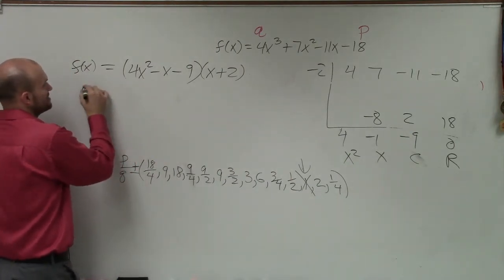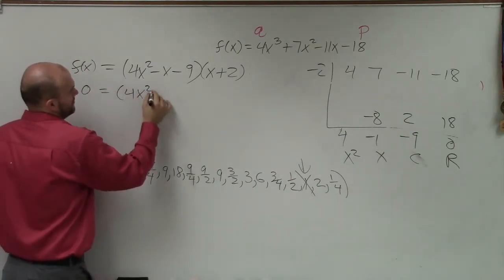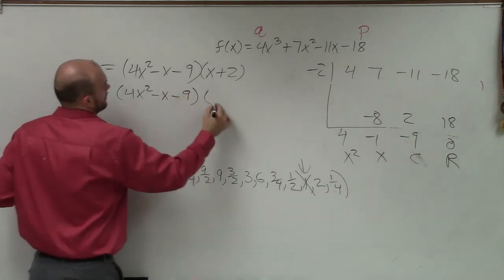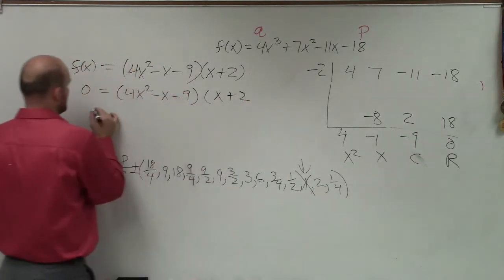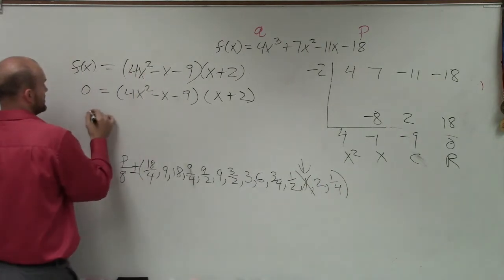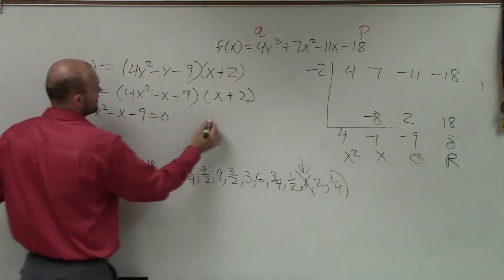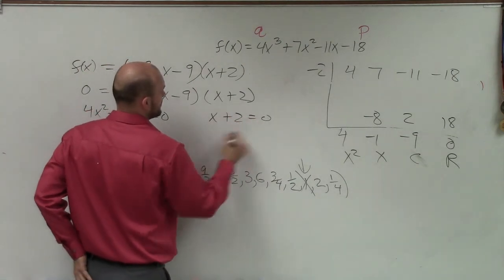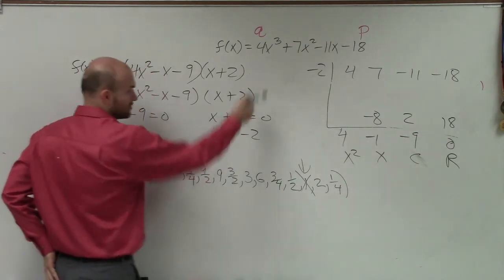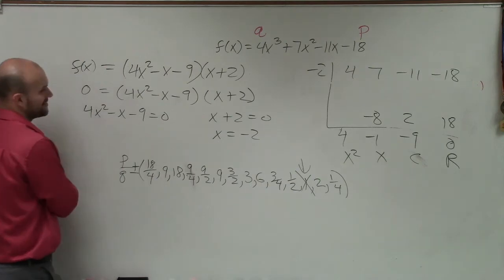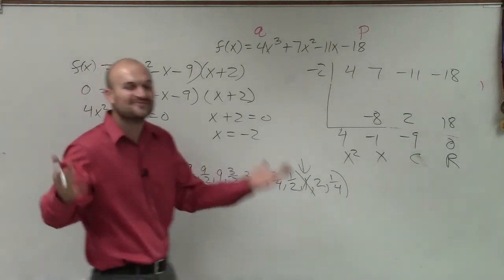So I set this equal to 0. And now I set both of them. Since the product is equal to 0, I can say 4x squared minus x minus 9 equals 0, and x plus 2 equals 0. Well, we already know x equals negative 2 is a 0 because we proved it. Now I need to factor this. And again, you notice we come back to factoring.